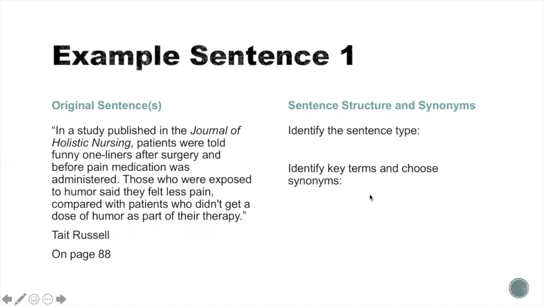So words that mean similar things, so that we can change up our vocabulary and we can change the type of sentence we're using. So I'm going to read this sentence to you, and then we'll talk about how to do these two steps here to help us paraphrase. So I'm going to read this sentence to you, and let's think about doing these two steps.